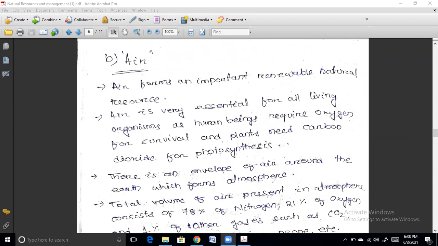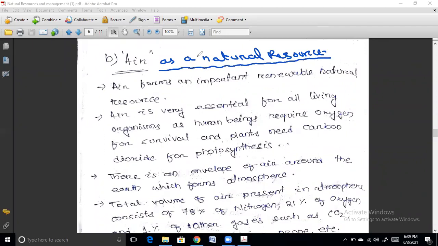Air as a natural resource. Okay, so air is a natural resource. As you know, it is also present naturally in the environment. Air forms an important renewable natural resource.